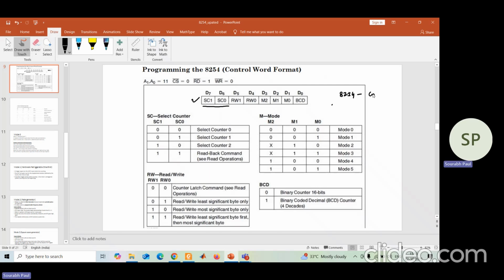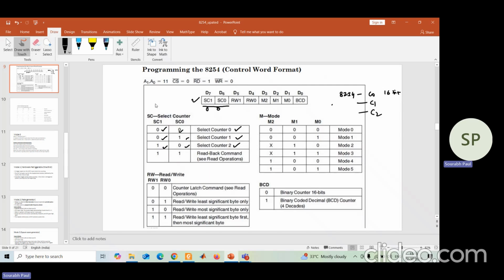Counter 0, counter 1, and counter 2. Each of the counters is 16 bit, and they count in a decrement process. Okay, they work as a down counter. Now, if these two values are selected as 0, 0, then counter 0 is selected; for 0, 1, counter 1; 1, 0, counter 2; and 1, 1.